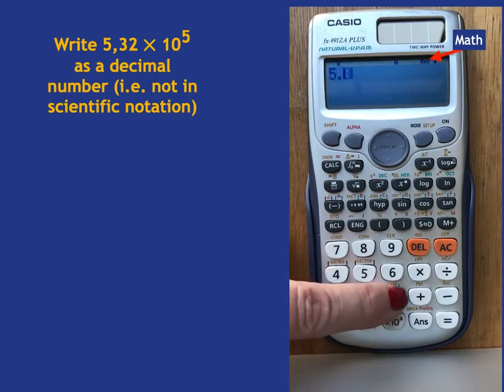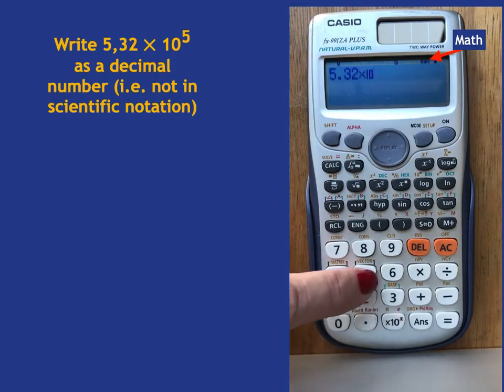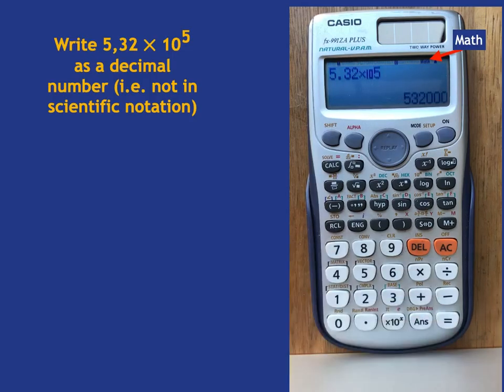We enter 5,32, use that times 10 to the X button, and then 5 for the exponent, and we press equals, and we've got our answer. So the main thing you need is this button, times 10 to the x, and then you just, straight after that, put in whatever your exponent is, like in this case, 5.